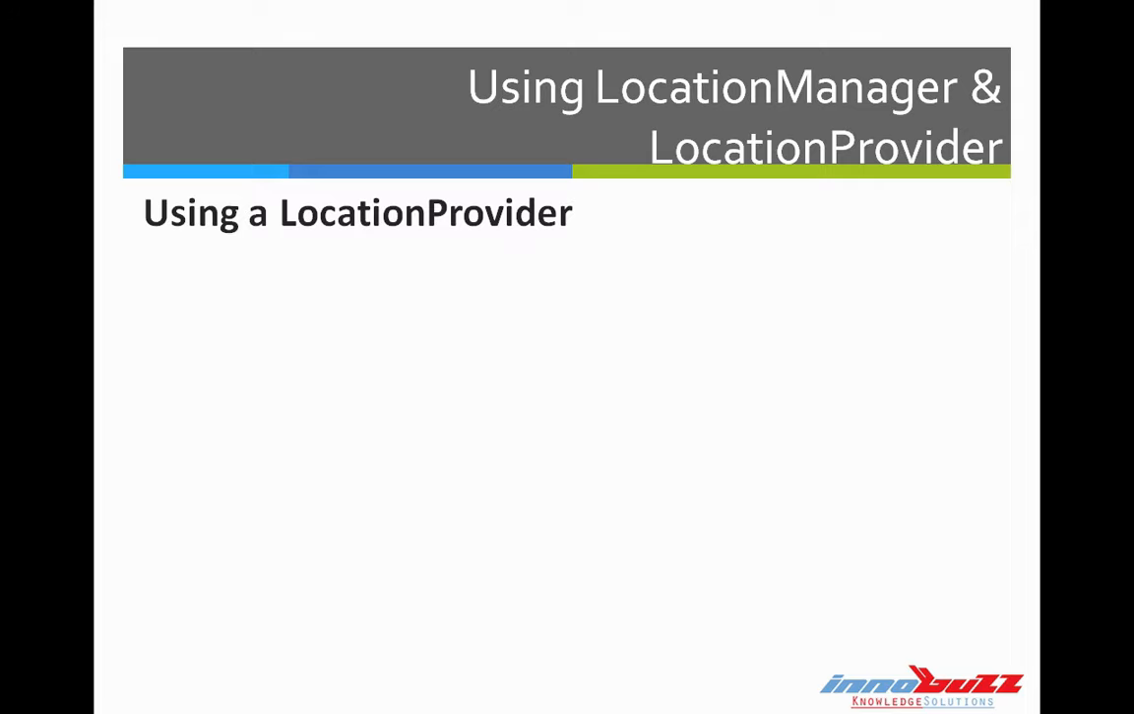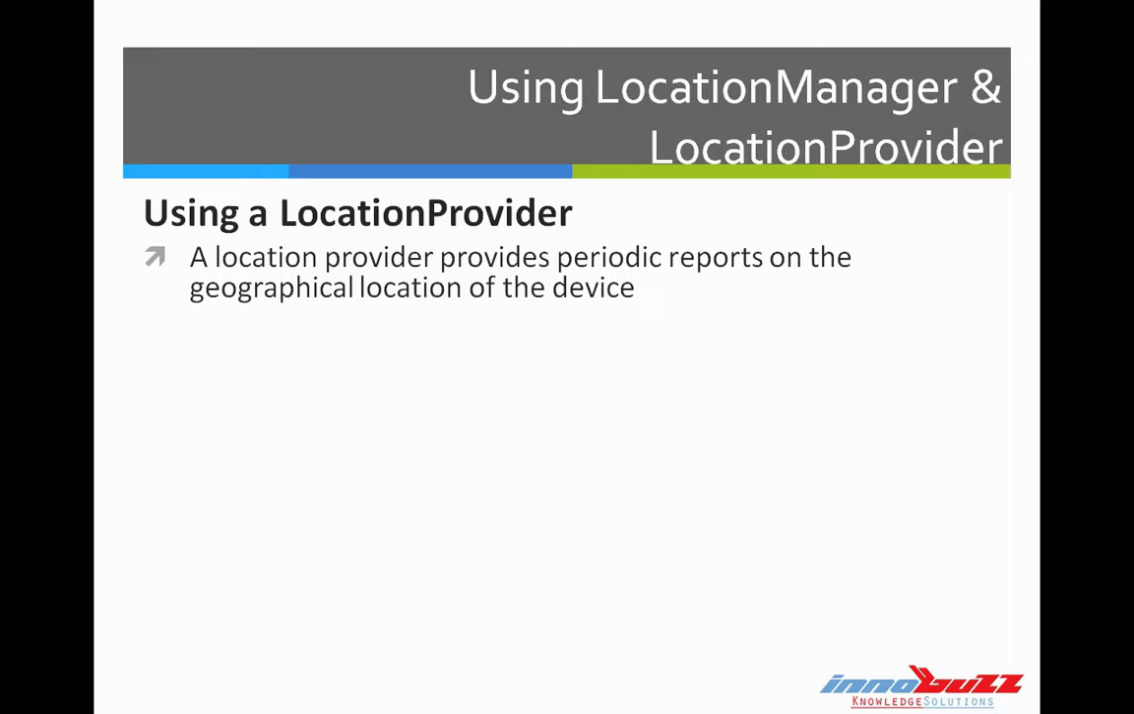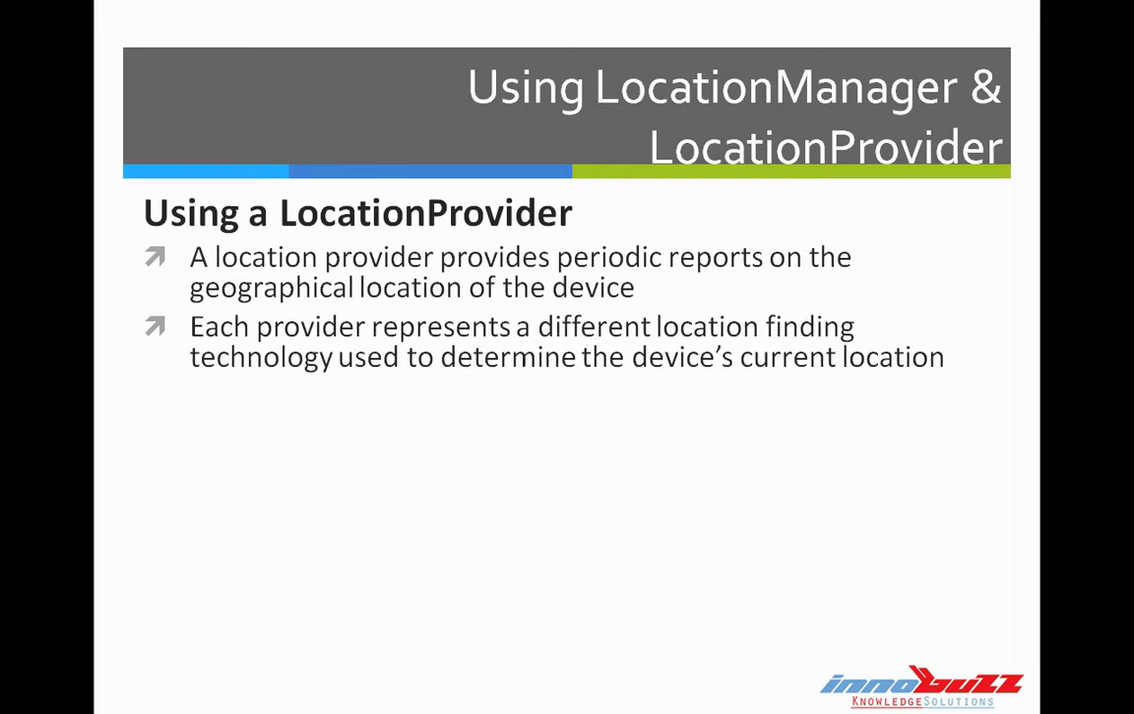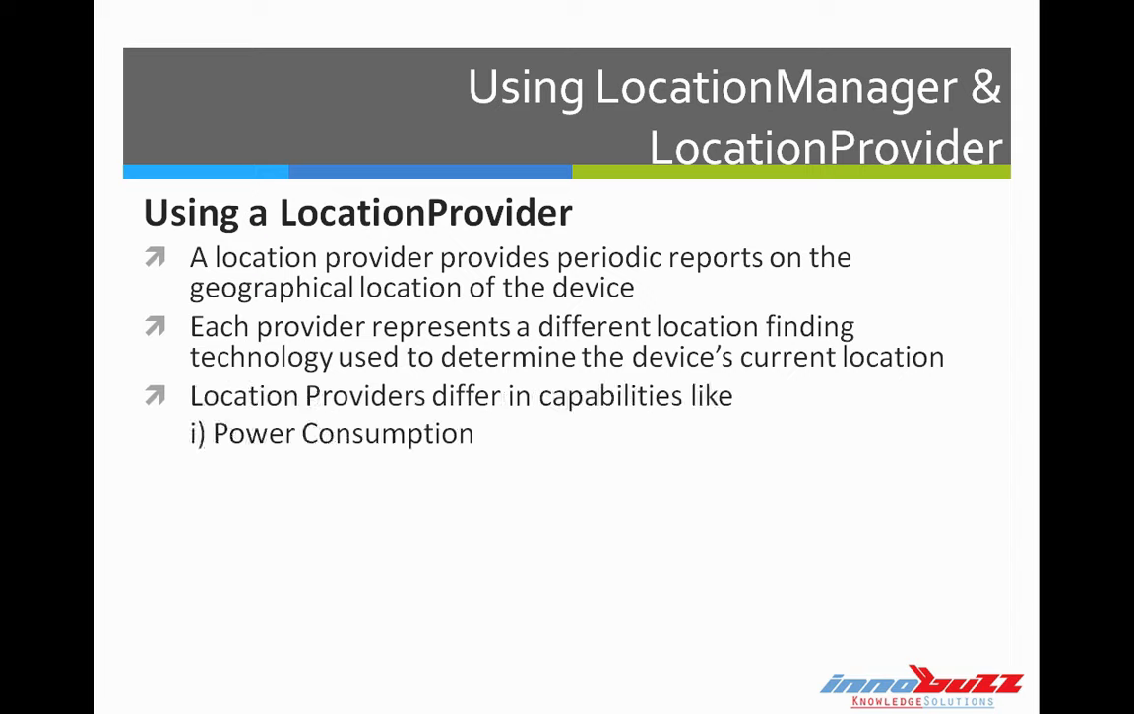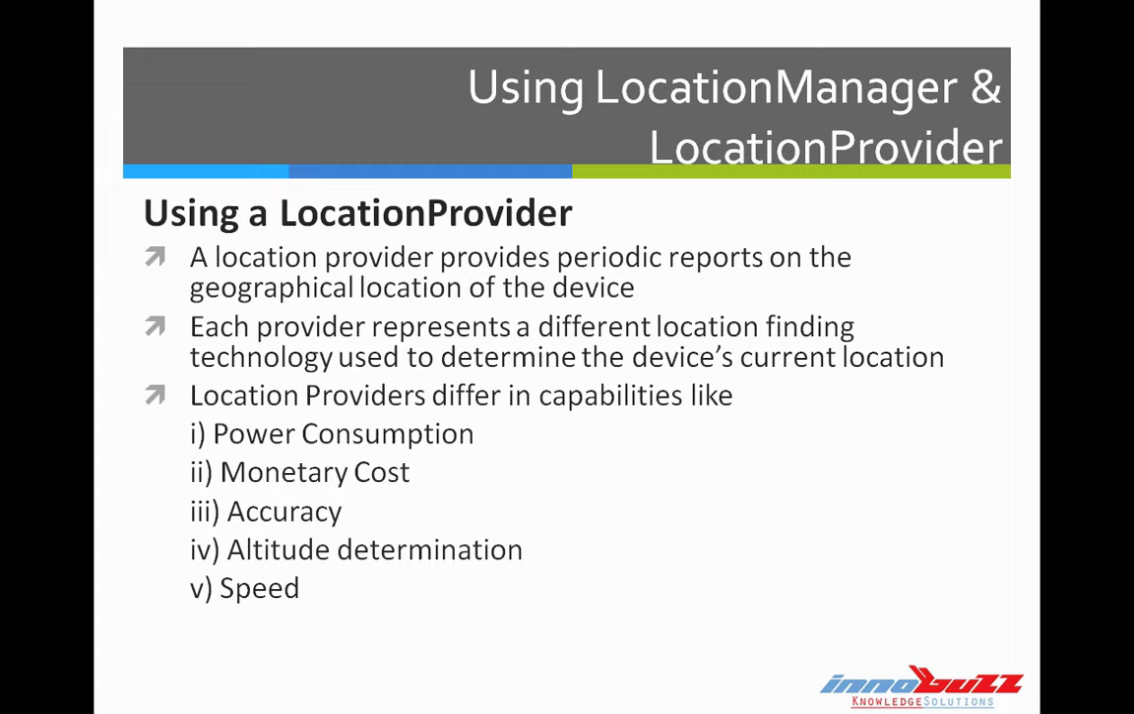Using a location provider. A location provider provides periodic reports on the geographical location of the device. Each provider represents a different location finding technology used to determine the device's current location. Location providers differ in various capabilities like power consumption, monitoring cost, accuracy, altitude determination, speed, and heading information.